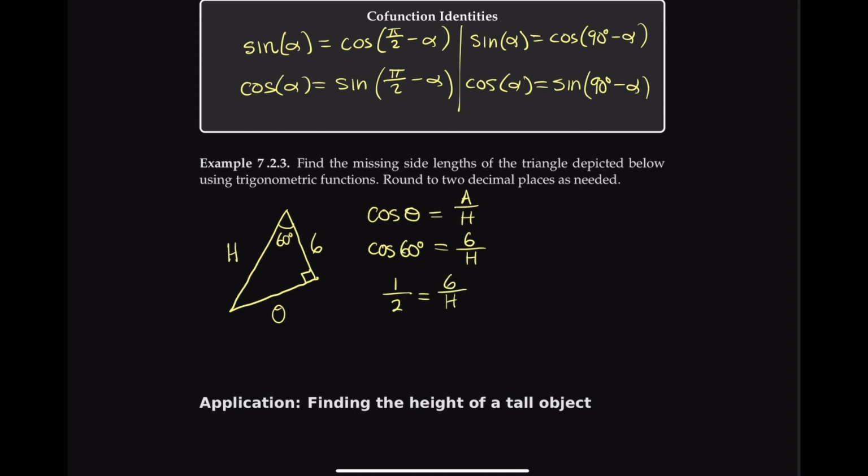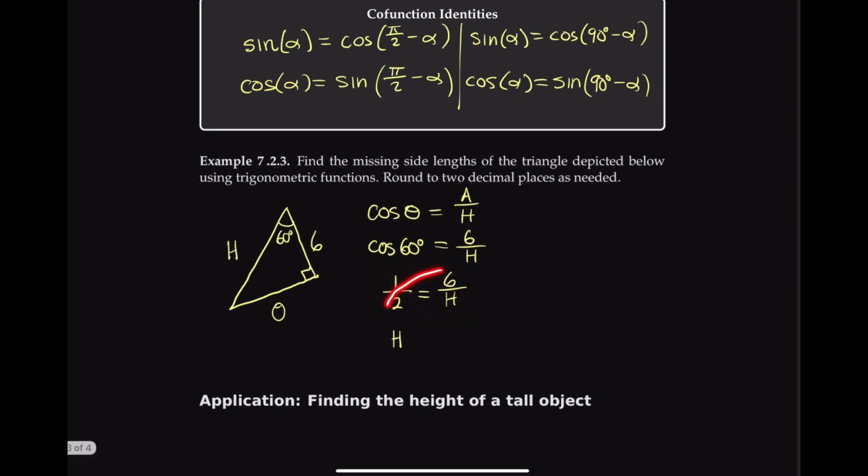We need to solve for h. So let's go ahead and use our cross multiplication trick. We're going to multiply 1 times h, put that on the left. We'll multiply 2 times 6, put that on the right. Another way to think of that is I'm just multiplying both sides by 2, and then I'm multiplying both sides by h and simplifying. And so I get h is equal to 12. So there's my hypotenuse, and I still need to find the other side, the opposite side to the 60-degree angle.